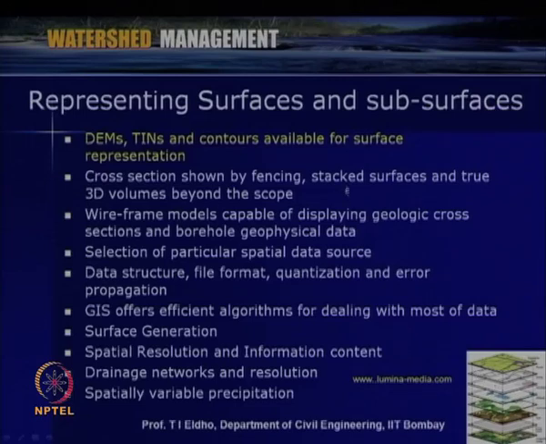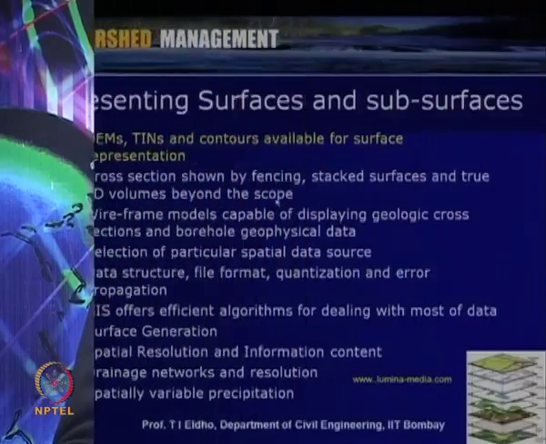Generally, true three-dimensional volume representation is beyond the scope of most GIS packages. We can also represent by wireframe models capable of displaying geological cross sections and borehole geophysical data. For example, when we are dealing with watersheds, we have to deal with boreholes and their data, so that also we can represent. Then there is the selection of a particular spatial data source, data structure, file format, quantization and error propagation. GIS offers efficient algorithms for dealing with most of the data sets. So by using various things we can generate the surface and then represent it either in a stack form or by various attributes.